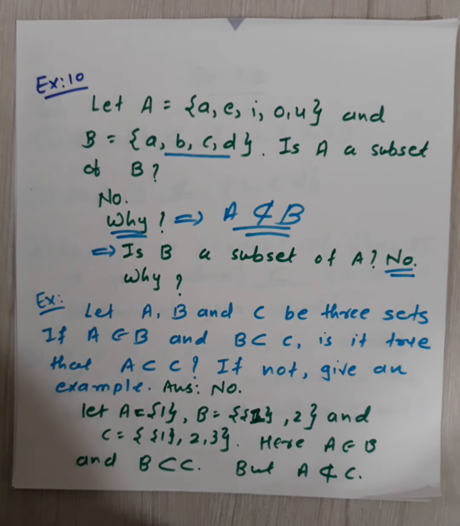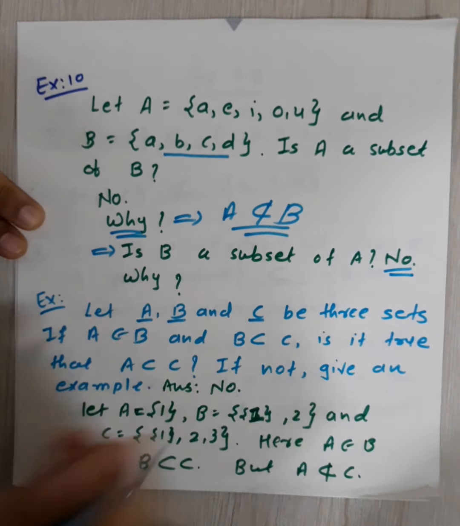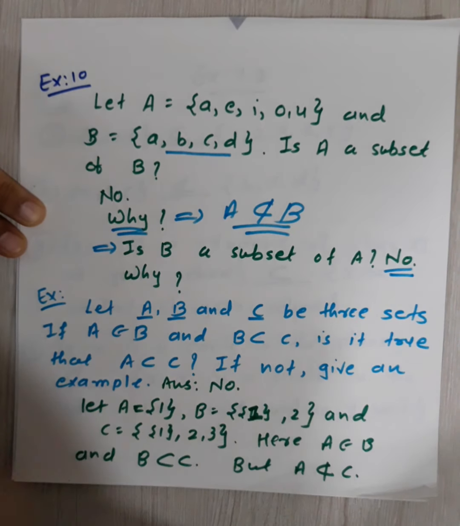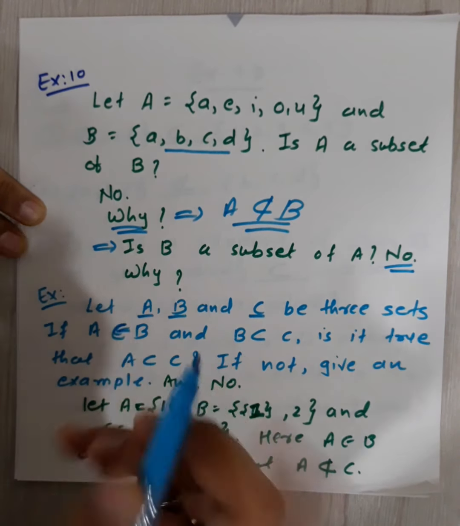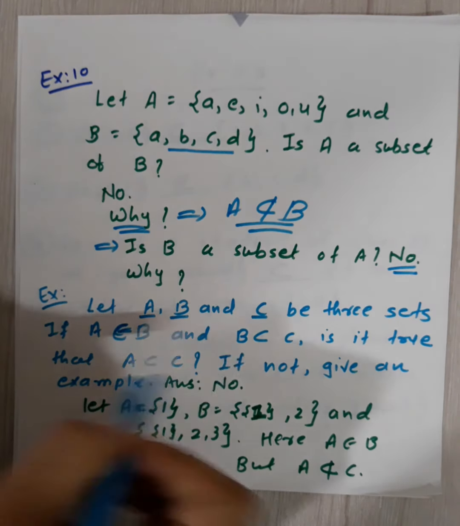Now another example. Let A, B, C be 3 sets. We have been given a total of 3 sets, which are A, B and C. Consider these 3 sets A, B and C. Now, A belongs to B, and B is a subset of C. These two have a different scenario.